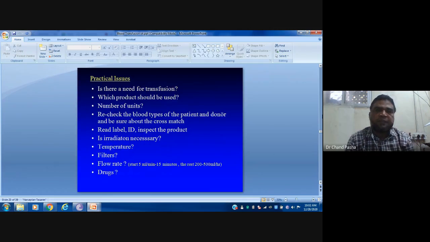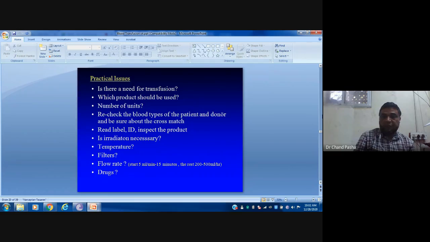So the practical questions: is there a need for a transfusion? Which product should be used? How many units are required? Majority of the time, before surgery, the doctors will arrange the blood. Sometimes it may not be required, but accidentally there may be a huge loss of blood, and that loss should be compensated. That should be adjusted.